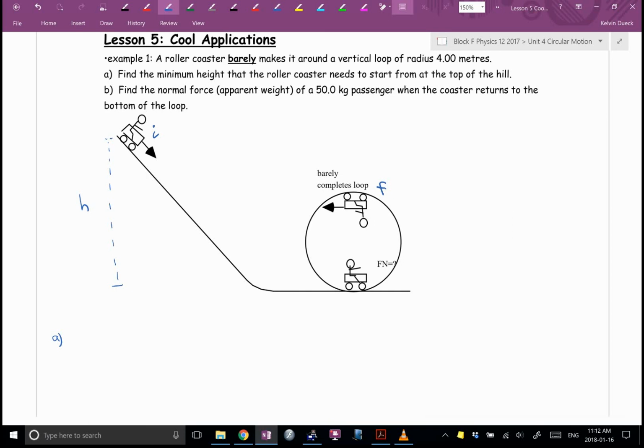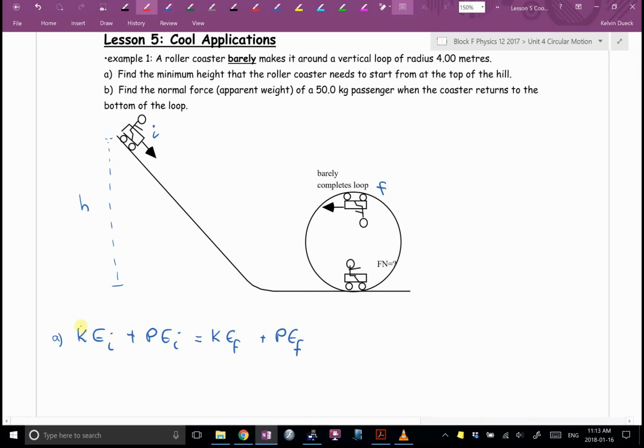So put a little F by there and a little I by there. This is a job for conservation of energy. It's going to look like this: kinetic initial and potential initial equals kinetic final plus potential final. Are any of these 0?